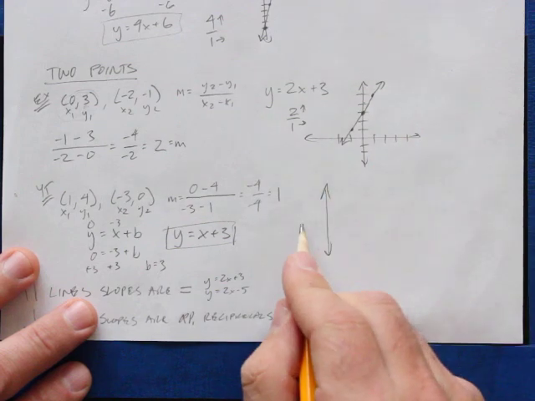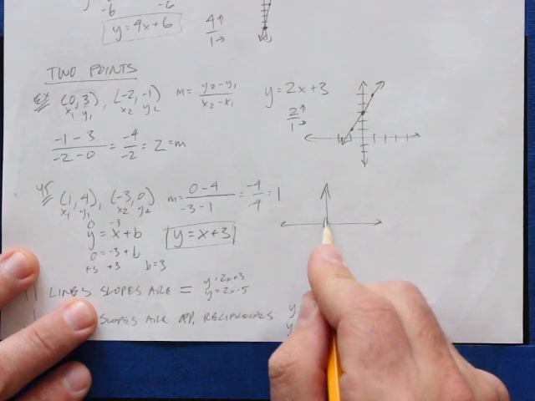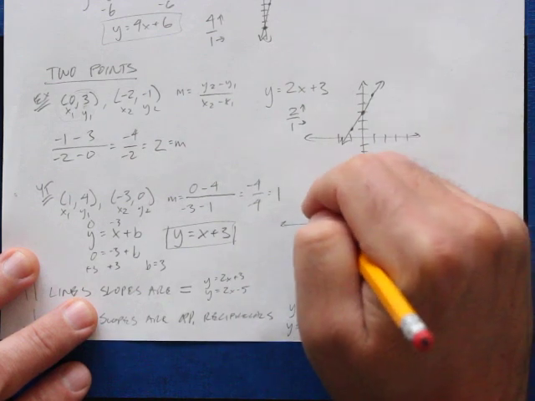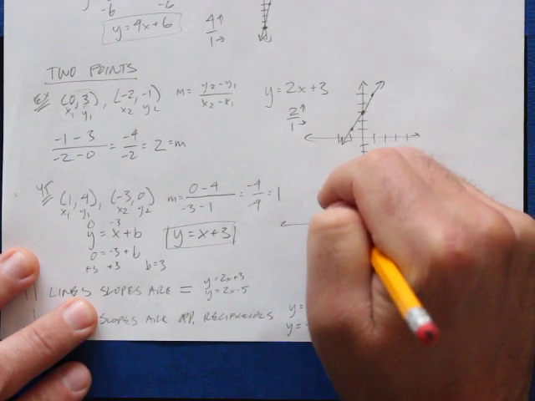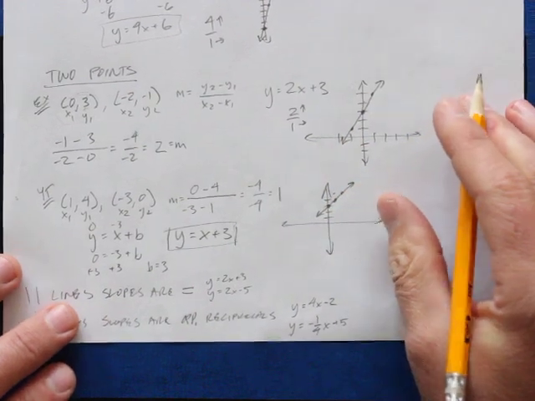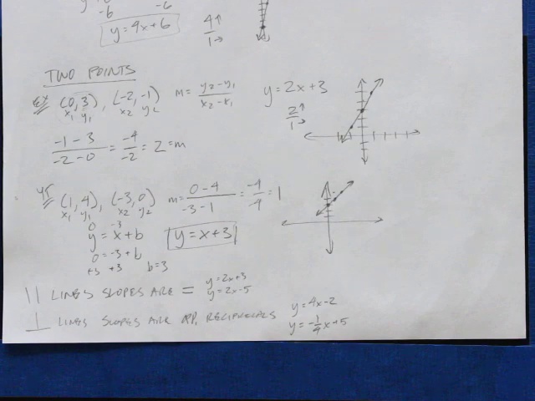Now I'm going to graph this. I go up to 3, 1, 2, 3, put my point there, that's my y-intercept, then I go up 1 to the right 1, up 1 to the right 1, draw my line, and I have graphed the you-try, and that is the end of 3-4.